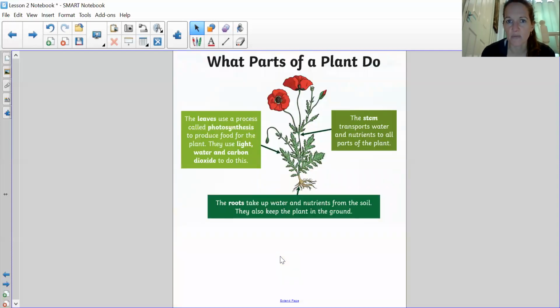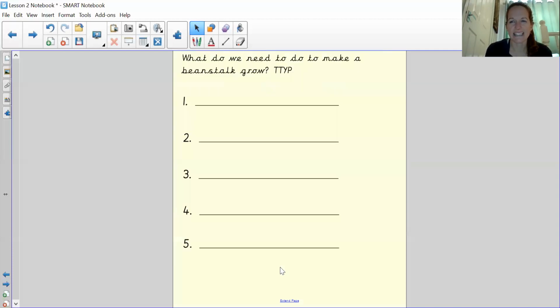So what parts of the plant do we need? We've learned that a plant has roots. The roots take up the water and the nutrients from the soil, and they also keep the plant in the ground. So we've got water and soil, and that is important for the roots. The stem transports the water and the nutrients to all the different parts of the plant. And the leaves use a process called photosynthesis to produce the food for the plant. They use the light, which comes from the sun, the water, and the carbon dioxide to do this. So let's see, can you remember the 5 things we just talked about?